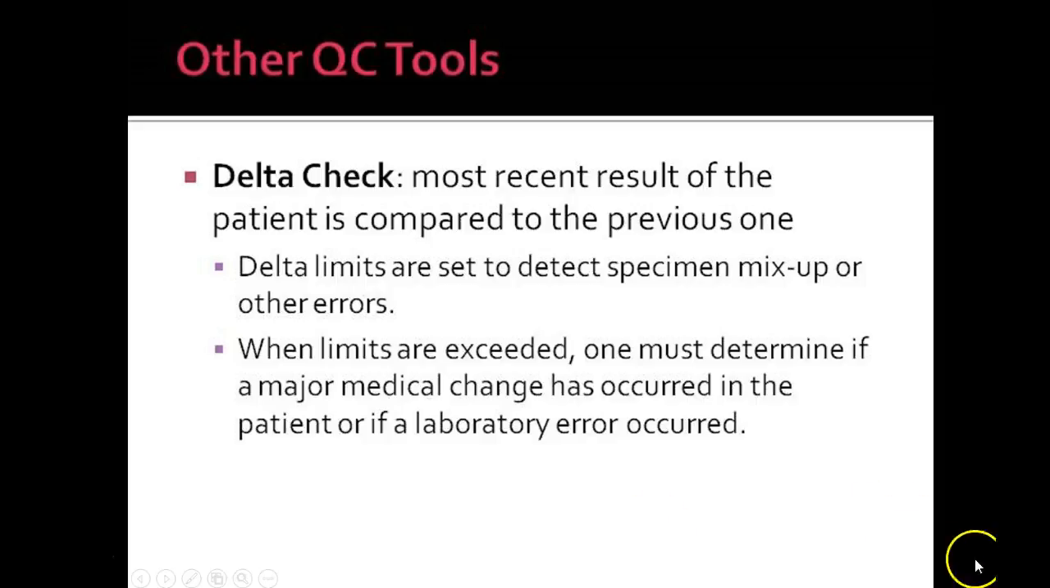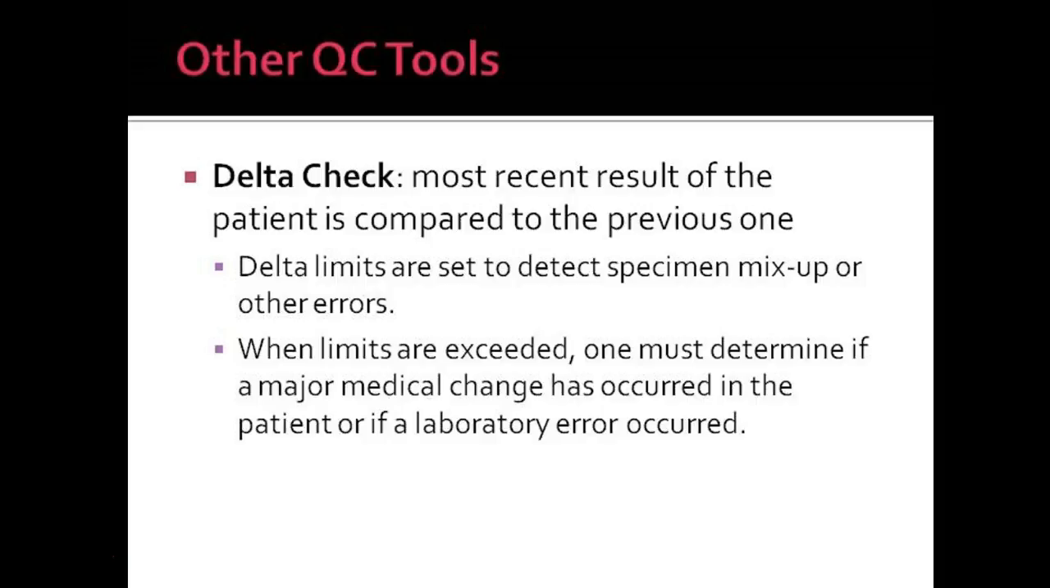A couple other QC tools that we use that are very important, one of them is the delta check. This is the most recent result of where the patient is compared to the previous one. So let's say a diabetic is admitted to the hospital and they have a glucose of 500, just really high. And then they treat the patient with a bunch of insulin, and let's say they gave them too much insulin, the next result is like 40.